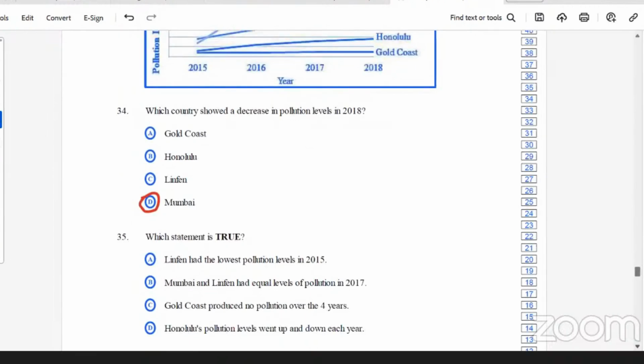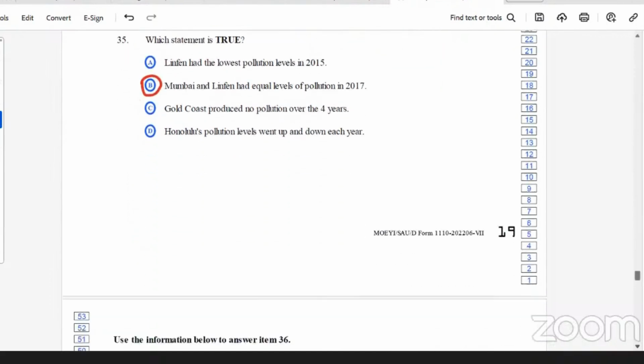All right, it says for C, Gold Coast produced no population. And of course, none of them had 0. So that was not true. And it says Honolulu's pollution level went up and down each year. So let's look at Honolulu. No, it doesn't. It pretty much had a somewhat steady rise, right? Not too much, but it went up consistently. So the correct answer for 35, like we established before, was B. 5 more questions to go.